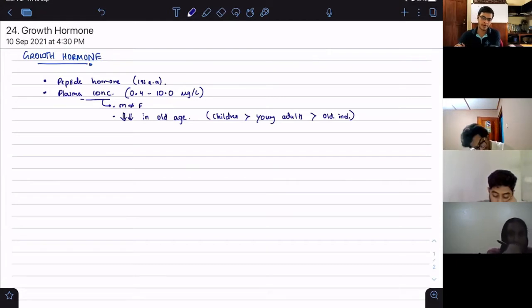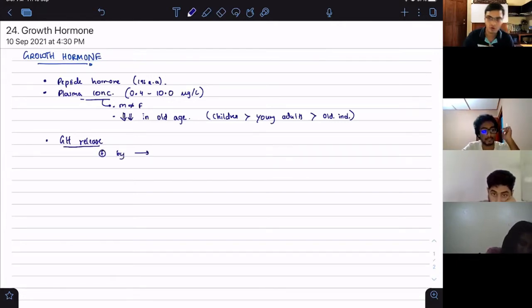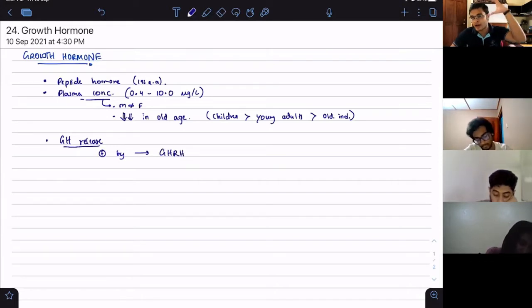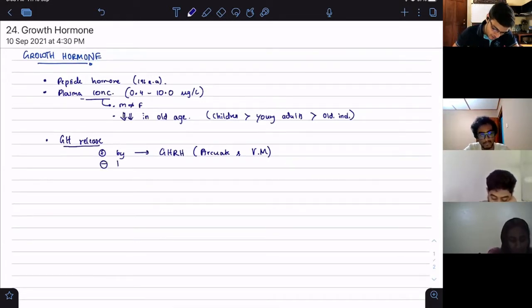Now tell me this. Growth hormone release is stimulated by what hormone? GHRH. Excellent, growth hormone releasing hormone. Which nuclei of the hypothalamus secrete this? Arcuate and ventromedial, excellent. Arcuate and ventromedial nucleus. Inhibited by what, guys?